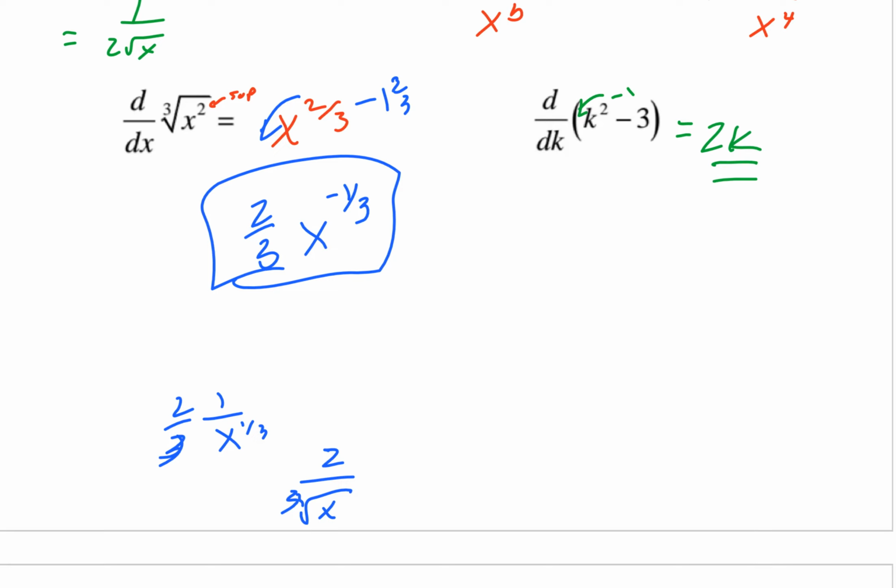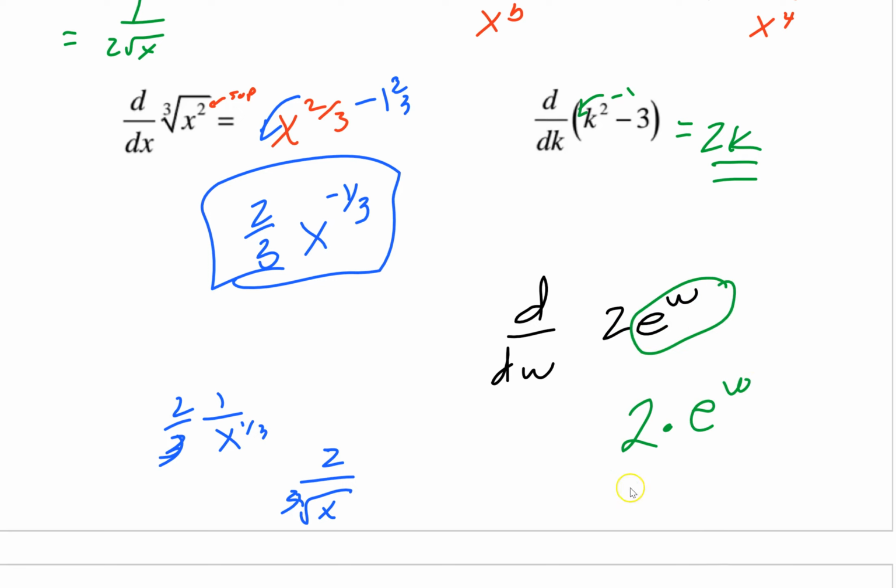Oh, let's add another one because I got some space. Let's do an e one. Let's do d of dw of 2e to the w. Right? So remember the way you take derivative of e? Remember, 2 doesn't do anything. 2 is just there. 2 gets multiplied by whatever happens here. Well, derivative of e to w, since respect to w, derivative of e is just e. Done. Look how easy derivatives are of e.